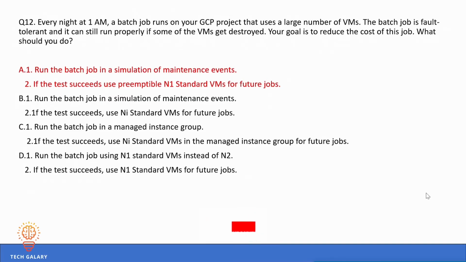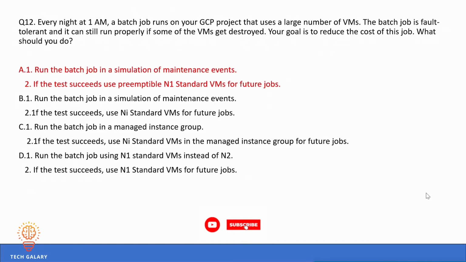Now, let's take a look at other options which are incorrect and understand why option A is correct. Let's take a look at option B. Run the batch job in a simulation of maintenance events. If the test succeeds, use N1 standard VMs for future jobs.